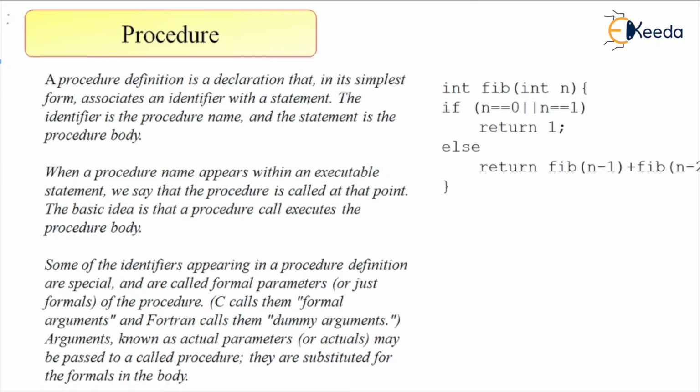So the procedure definition is the declaration that, in its simplest form, associates an identifier with a statement. We know an identifier is the name of a variable, which is the simplest definition. But while a variable is associated with an address and value, here the association is with a statement, or a series of statements.